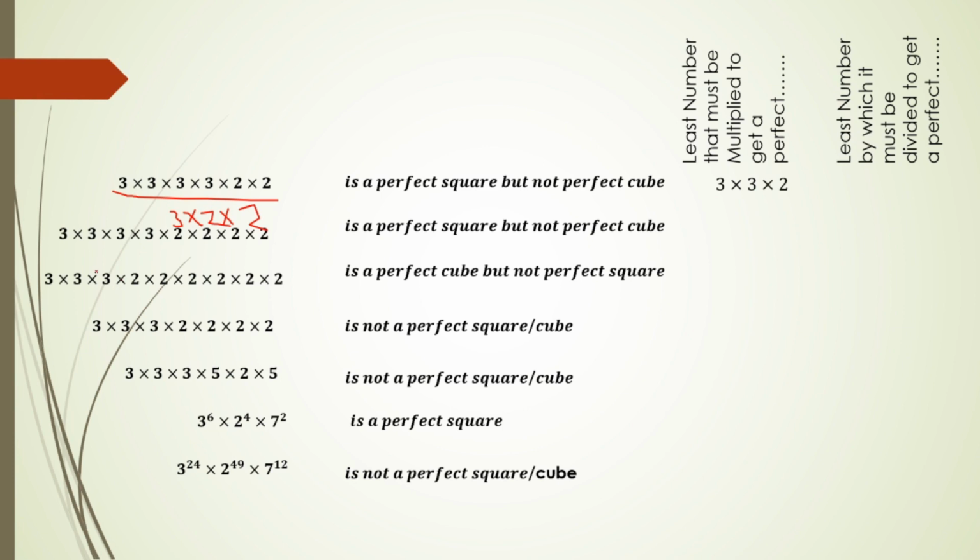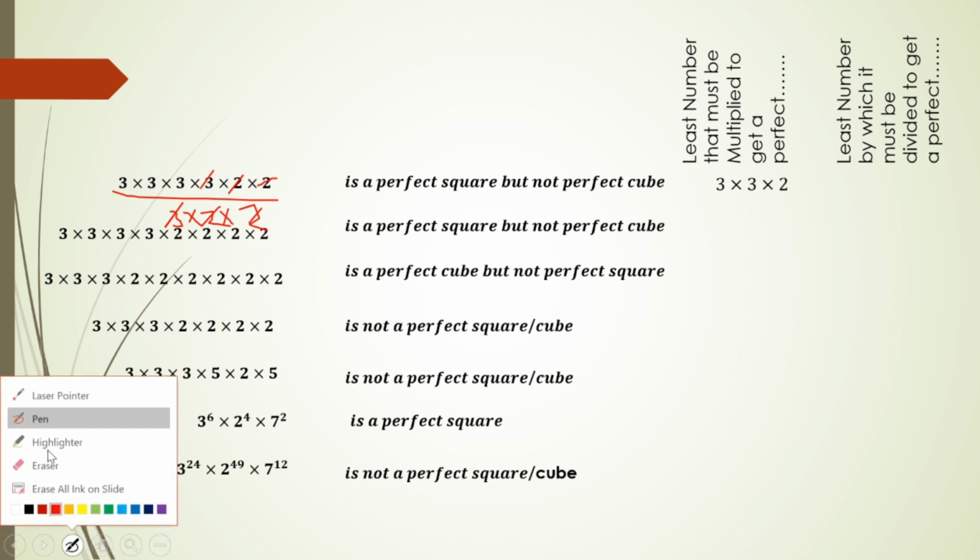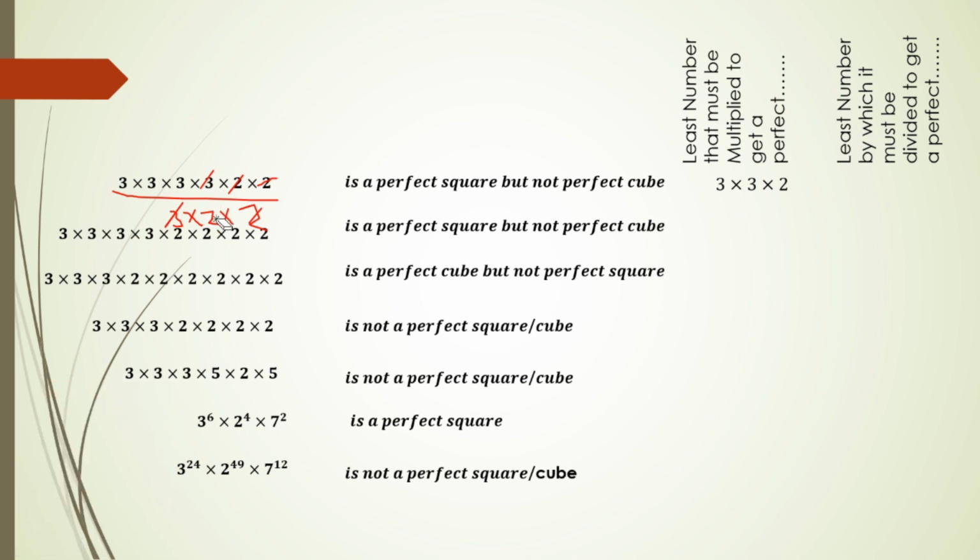The least number we must divide by is 12. Only dividing by 2 won't work. We must divide by this because we must cancel all of this to get a number which is a perfect cube. If we divide it by 12, we'll get a perfect cube which is 27. So by looking at the prime factorization, we can fill up all this information.